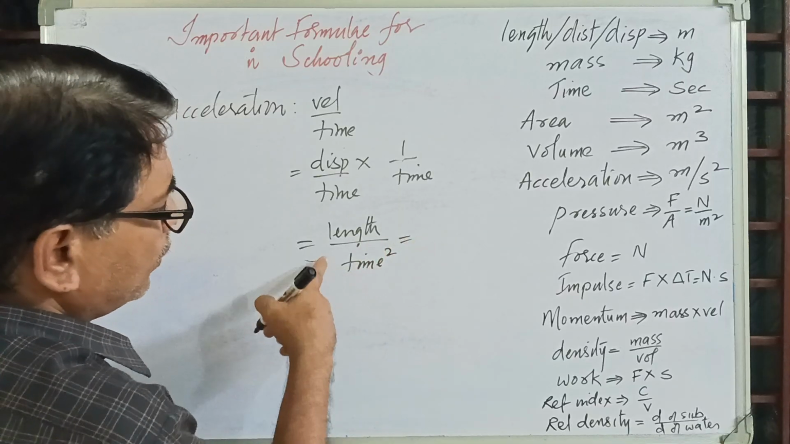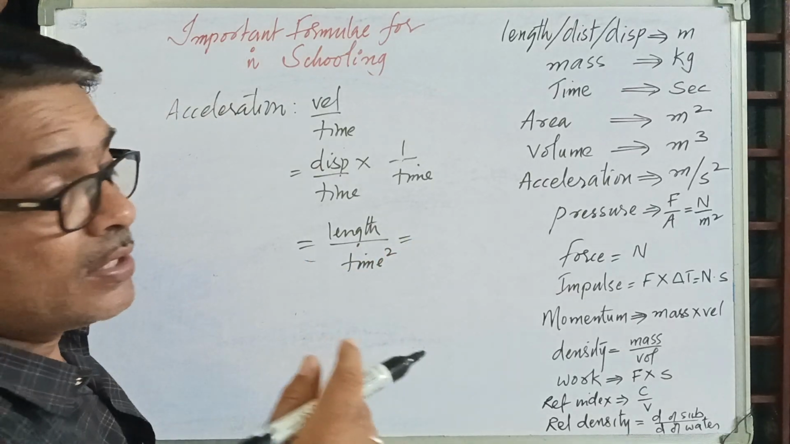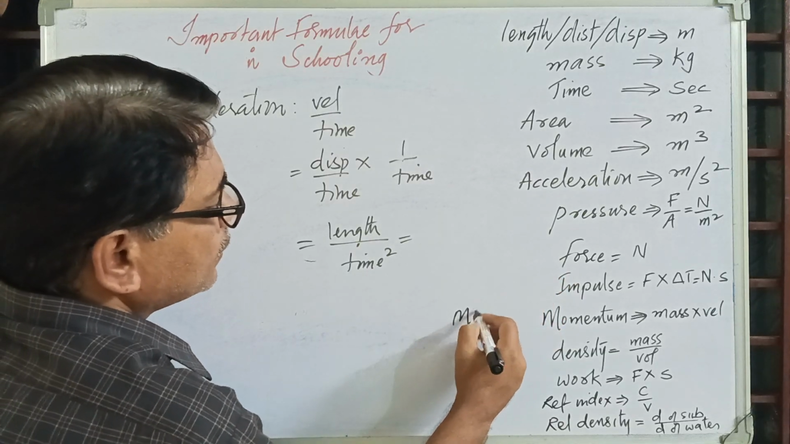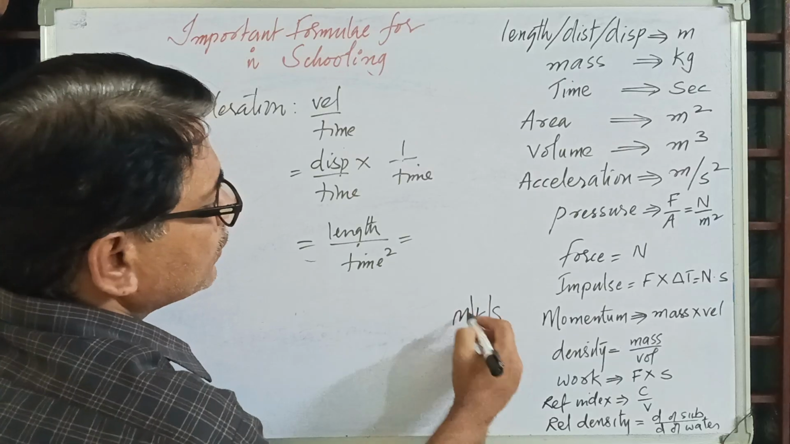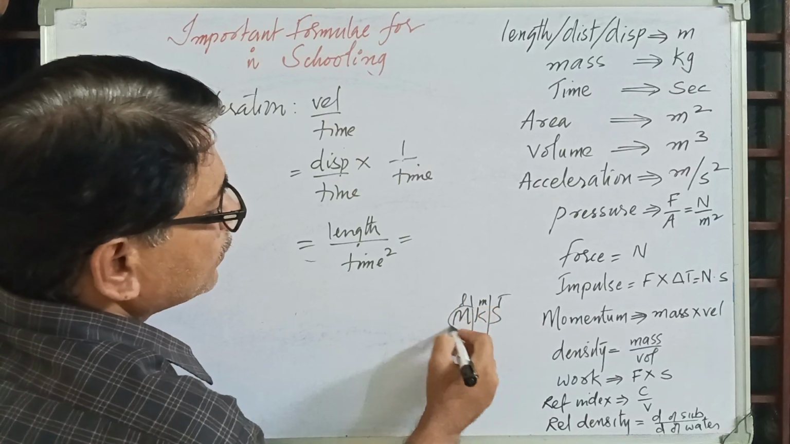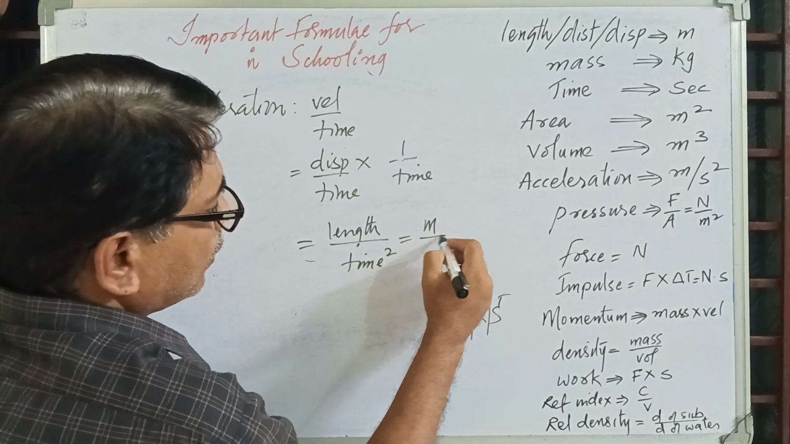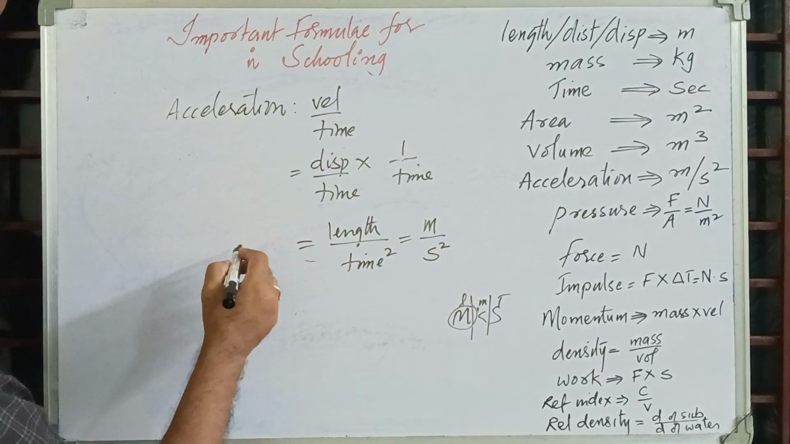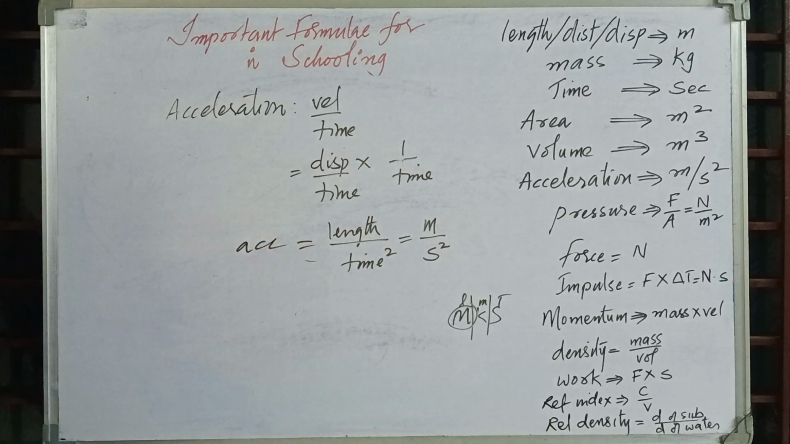So what will be my unit for length in SI system? SI is similar to what? MKS. So it's length, mass and time. So it's meter. While my time is time square. Therefore meter per second square is the unit for acceleration.